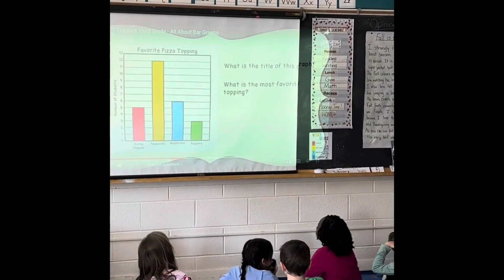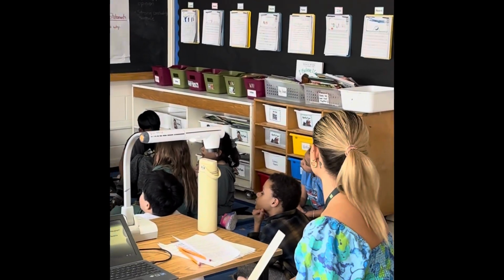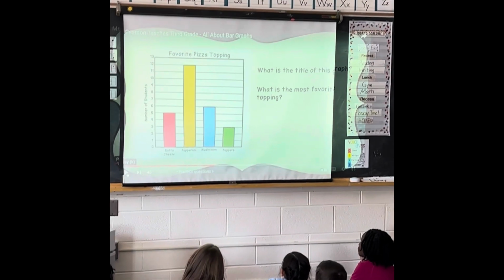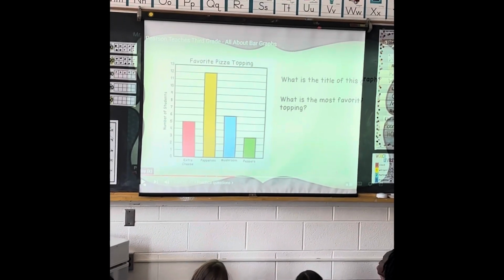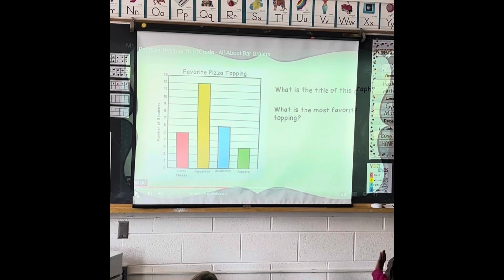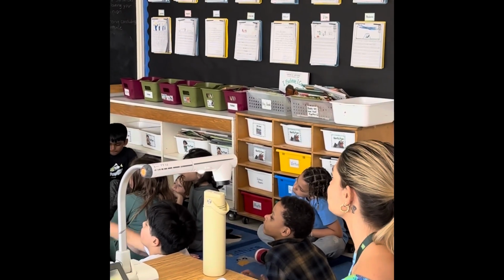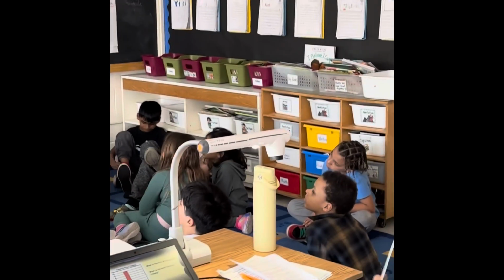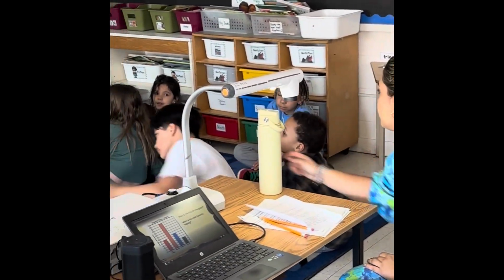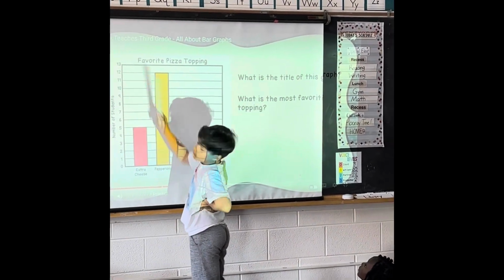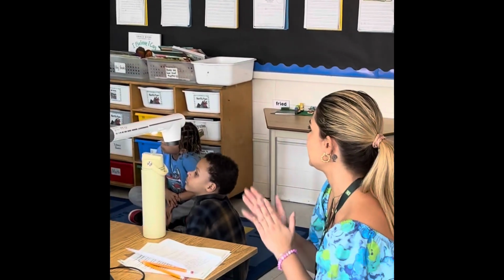Francis. Pepperoni. Pepperoni. And how did you know it was pepperoni? Because I can see the pepperoni and its bar is the highest. Okay, can you tell me exactly how many people chose pepperoni? 12. And how did you know that? Because the bar is closest to 12. It's beside 12. Can you point to it so it can be seen? Amazing. Thank you. Everyone give them a round of applause. Thank you, Francis. Okay, let's continue.